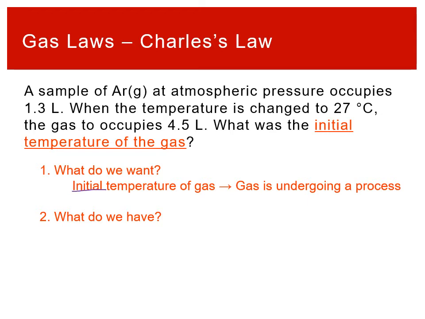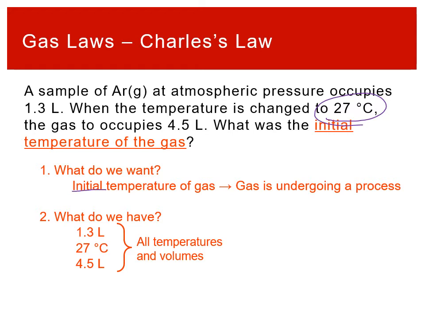When we want to figure out the initial temperature, what other pieces of information do we have? We can see there are a lot of other variables given to us: 1.3 liters, 27 degrees Celsius, and 4.5 liters. All of these are temperatures and volumes. One thing in particular is that we were asked about an initial temperature, and we were given a different temperature of the same gas sample. That always implies we're dealing with one of these named gas laws. And because we're given a bunch of temperature and volume measurements, we are likely dealing with Charles's law.